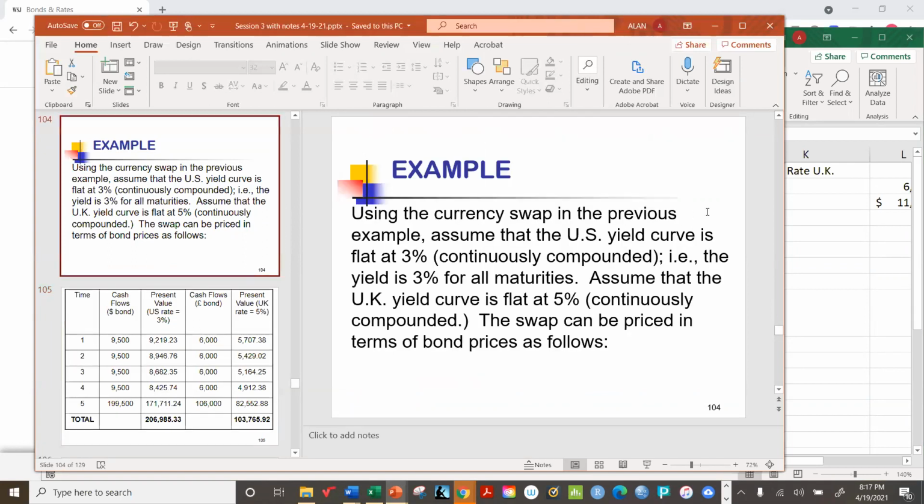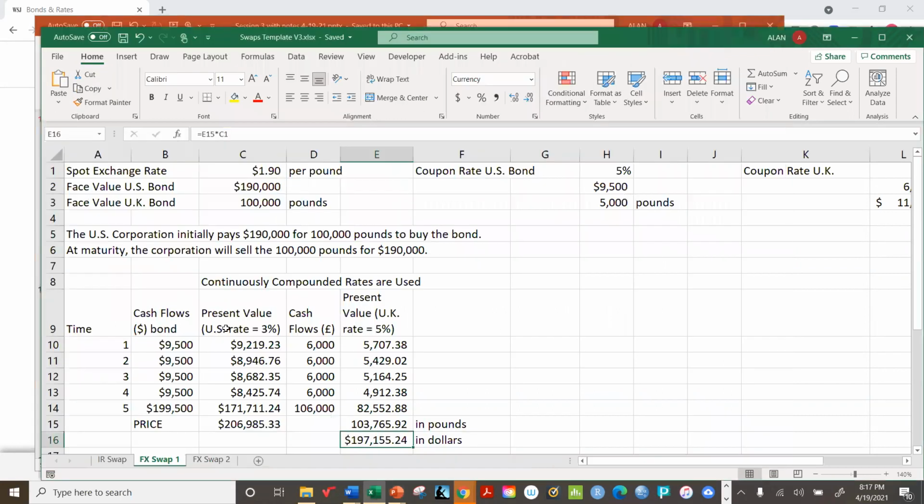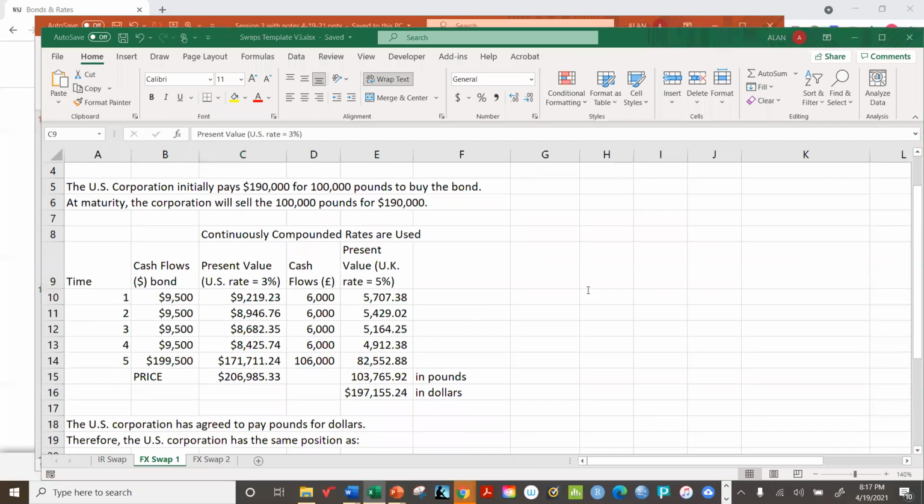And it mentions here, which I forgot to mention earlier, we're assuming that the US yield curve is flat at 3% continuously compounded. Flat means it's the same for every maturity, 3%. So that's why these calculations were unusually simple. If they're all different, we can use each individual interest rate and apply it to these cash flows. But here we kept it simple by assuming 3% per year, every year for 5 years. The UK yield curve is also considered to be flat, which means that the rate is the same for every year for 5 years. And so we went ahead and did all the calculations.